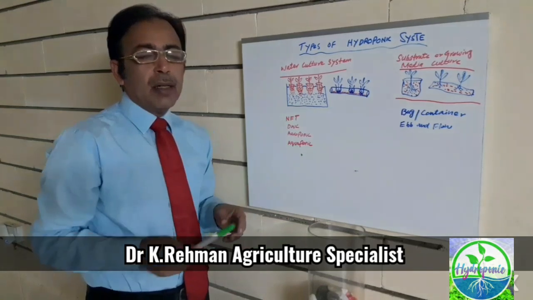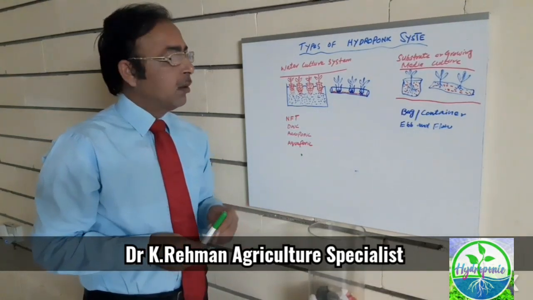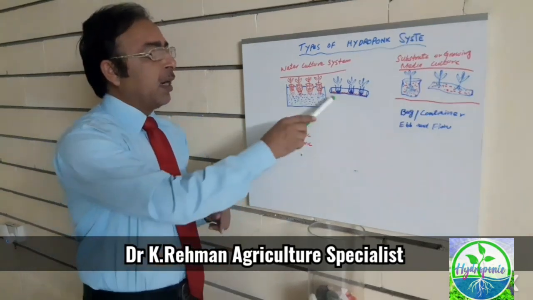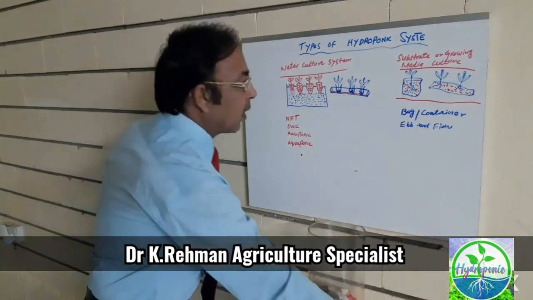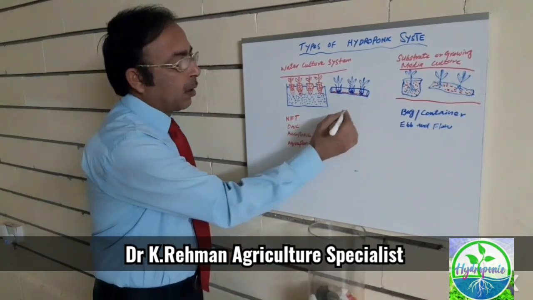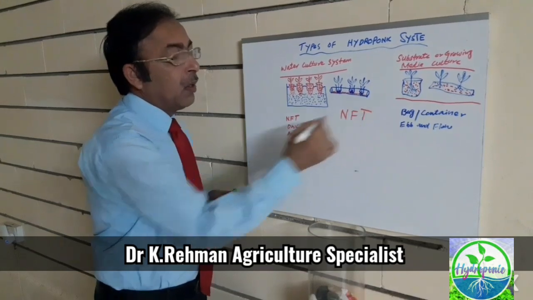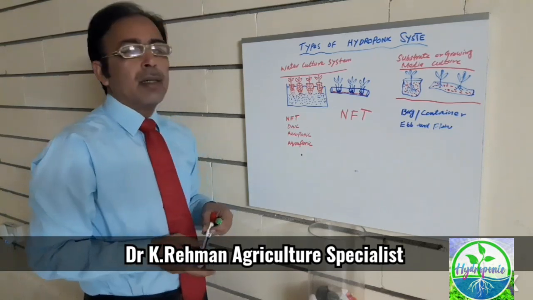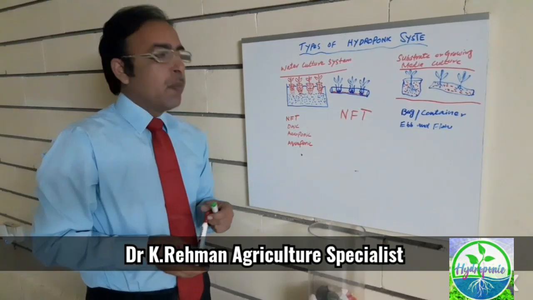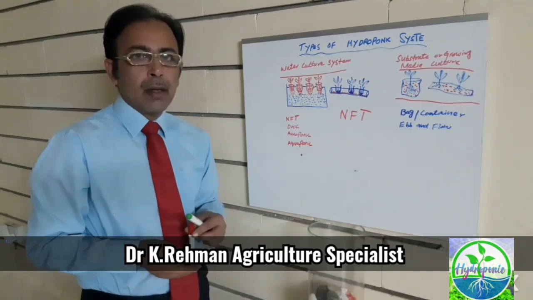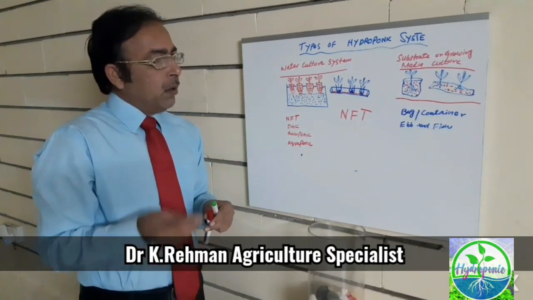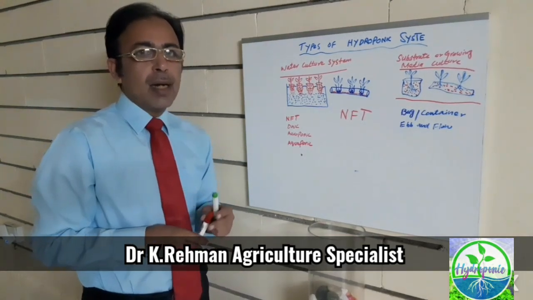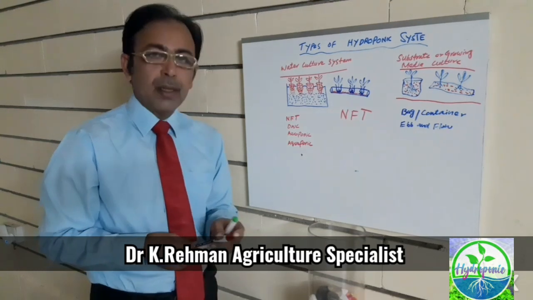But all these systems are not suitable for growing all plants. For example, the NFT system, nutrient film technique, is perfect for growing leafy vegetables and leafy greens, but not for growing cucumber or tomato. You can choose according to your requirement and grow plants at home or on a commercial basis.